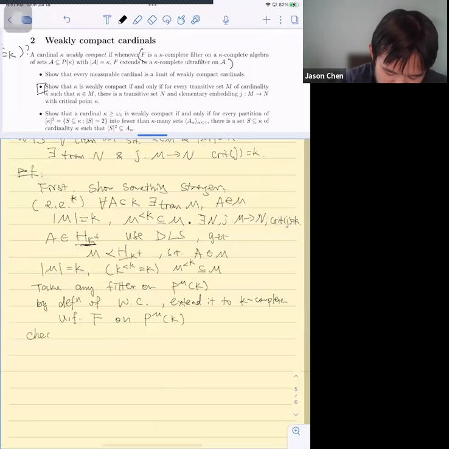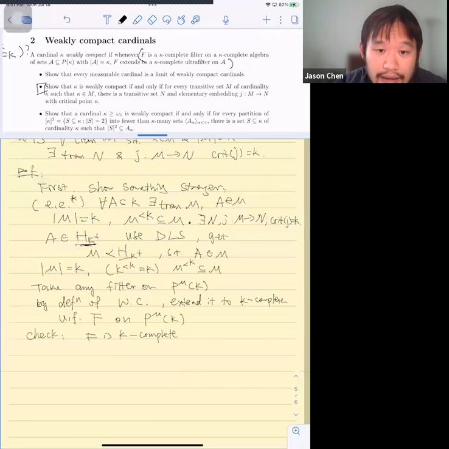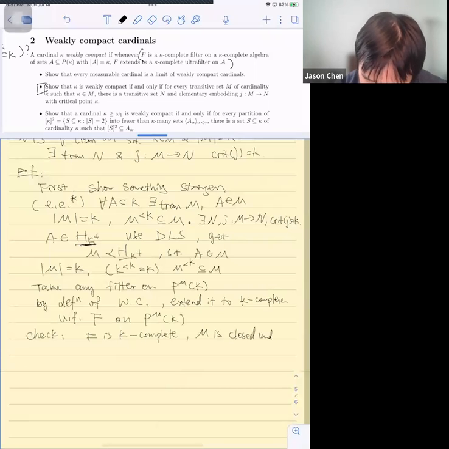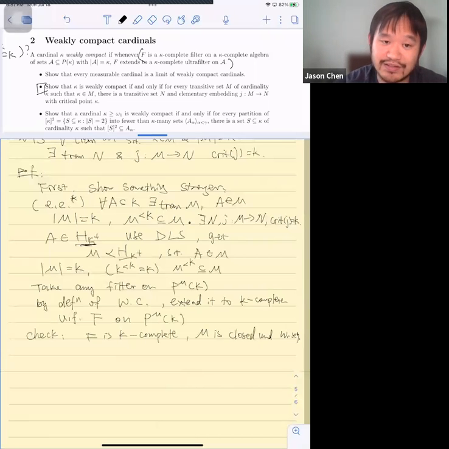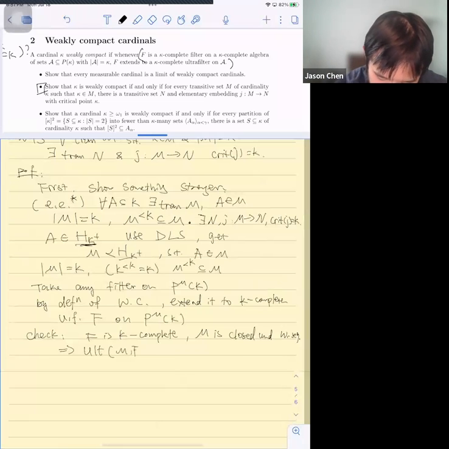Now, all you need to check is that F is kappa complete, which we get for free from the definition. And M is closed under omega sequences, which you also get for free, since M is closed under less than kappa sequences. But then these would imply, by the proof of our first proposition, being countably complete, that this ultra power of M by F is well founded.